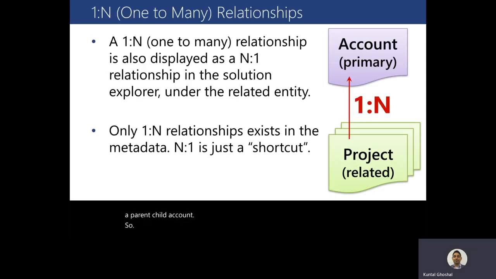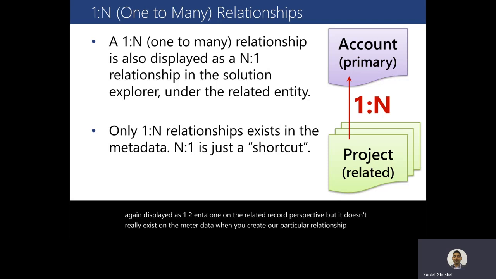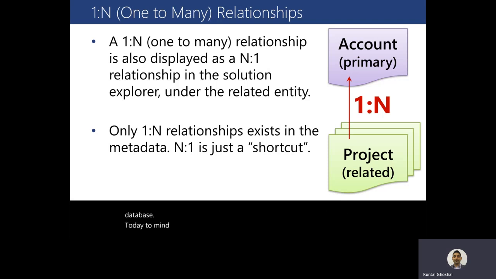As I was explaining around the relationship, a one-to-n relationship is basically displayed as n to 1 from the related record perspective, but it doesn't really exist in the metadata. When you create a particular relationship, it also creates particular metadata in the database, which actually represents that relationship. For example, when you create account to contact as a relationship, there is also a particular metadata that gets created in the database to determine that parent to child relationship.